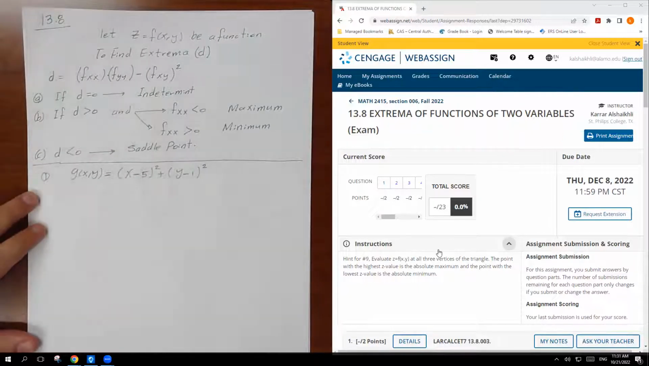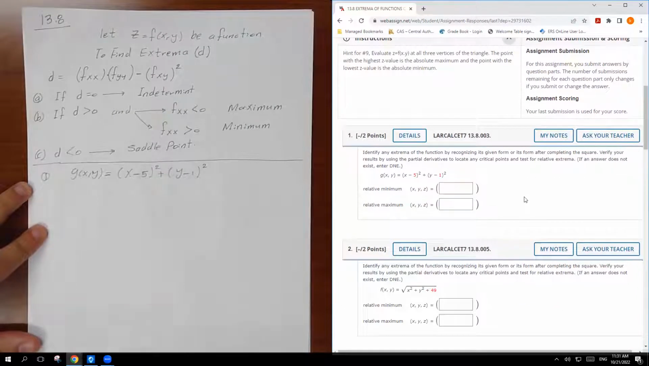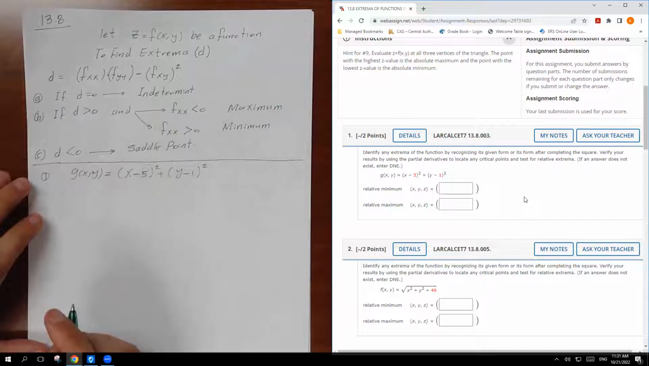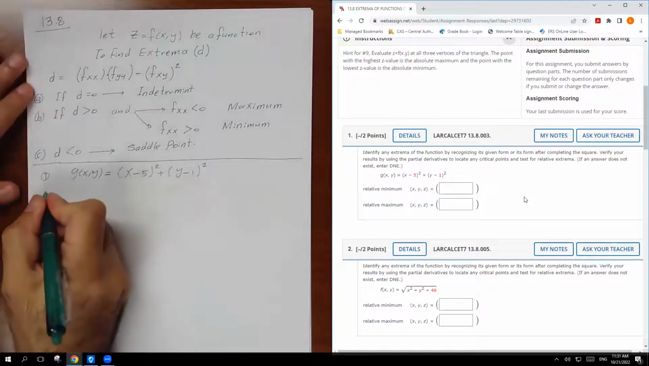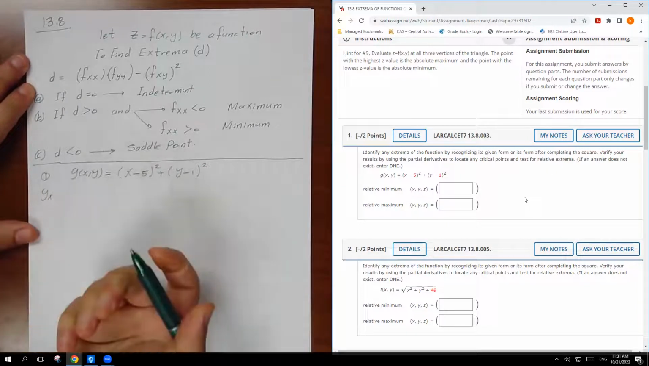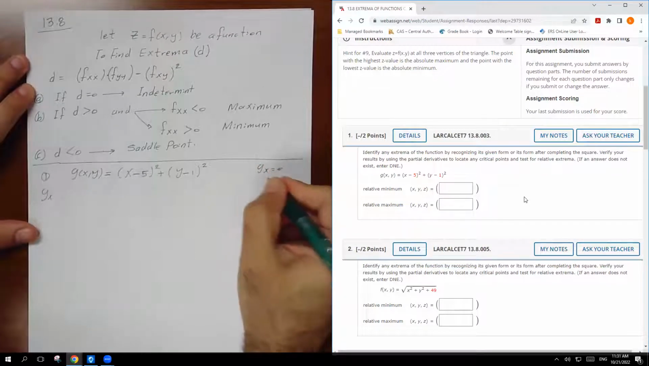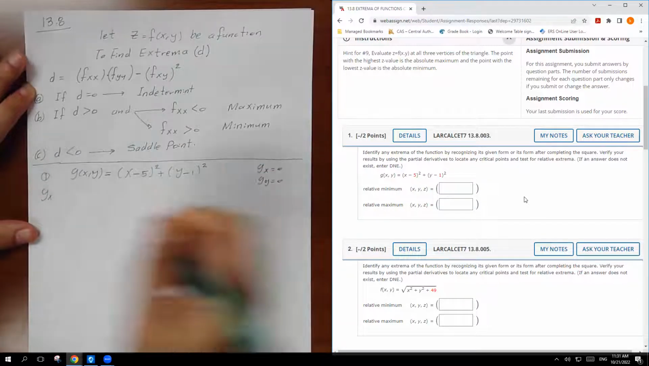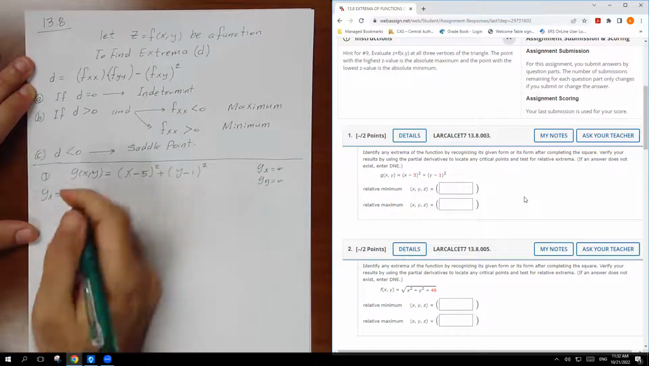Let's start with the first example. On this section, we need to find the extrema point, and whether it's a maximum or minimum. So the first thing we're going to do is find the first derivative. We need to find the critical point. That means g_x equals 0 and g_y equals 0, because we need to find the critical points. So g_x is going to be 2x minus 5 to the power 1 plus 0.